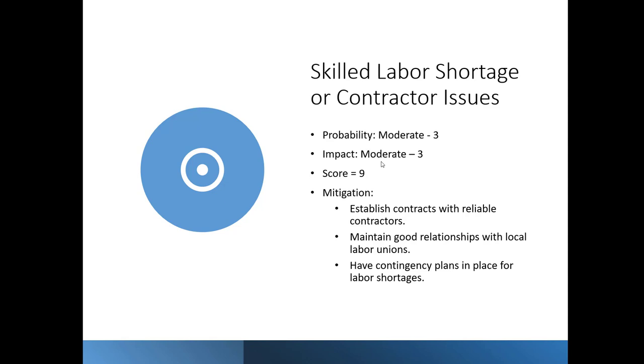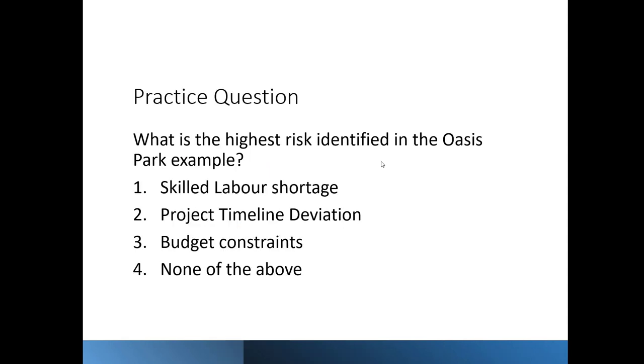But if we have to worry about this, again, we can think about establishing contracts with reliable contractors, make sure that they're going to show up and their work's good, maintain good relationships with local labor unions, and have contingency plans in place for labor shortages. Right? So these are some of the ways that we can think about how to avoid these risks.